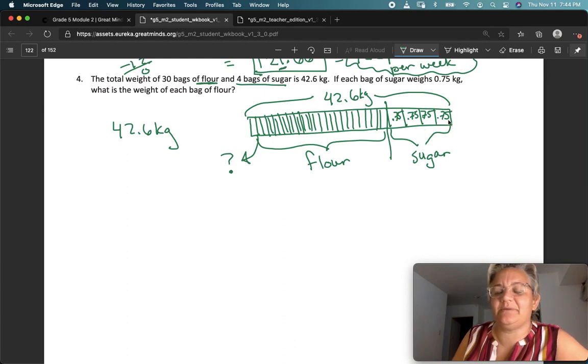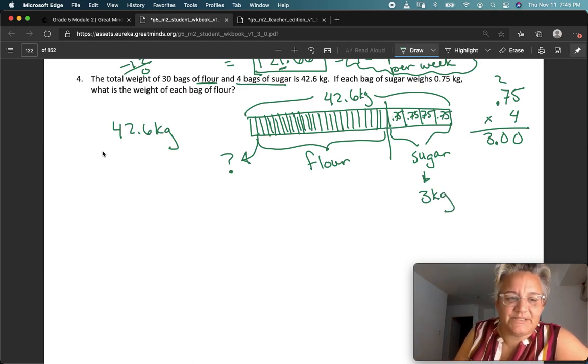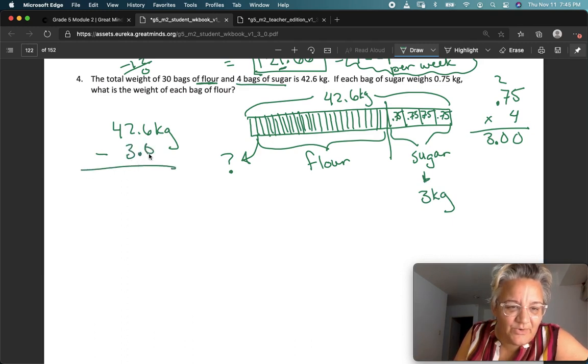First of all, I'm going to take this number and I'm going to multiply it by 4. So you can do that. 4 times 5 is 20, carry the 2. 4 times 7 is 14, 28, 29, 30. Okay, put my decimal back in. So these 4 together equal 3 kilograms. Okay, so I'm going to cut that off. So 42 minus 3. And I put that extra 0 on there because when you're adding and subtracting decimals, they need to line up. So 6 minus 0 is 6, and 42 minus 3 is 39. Okay.